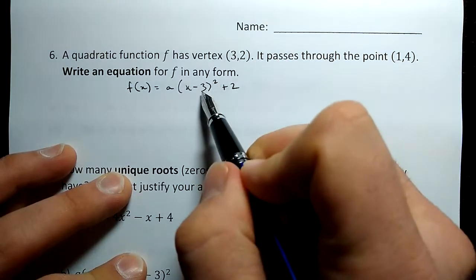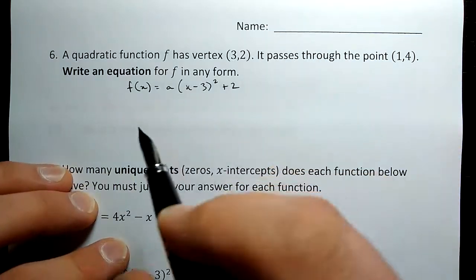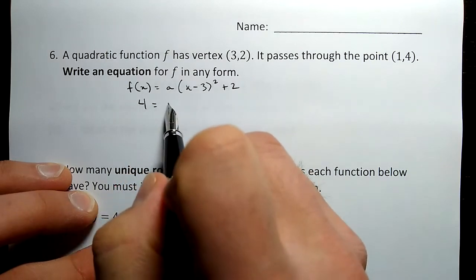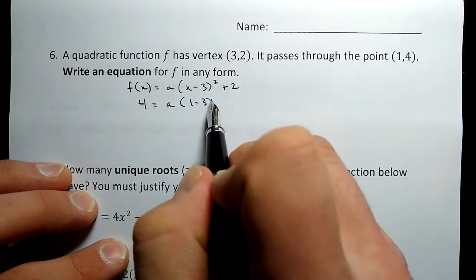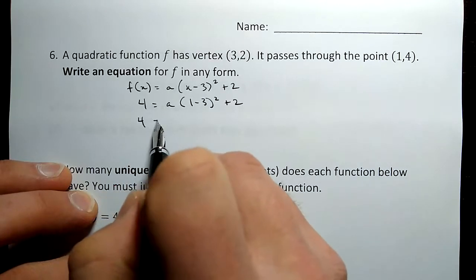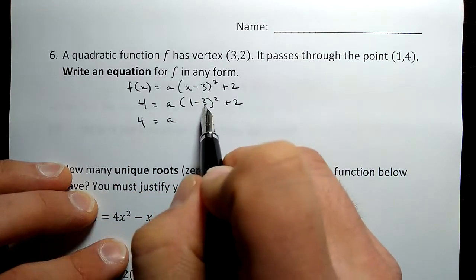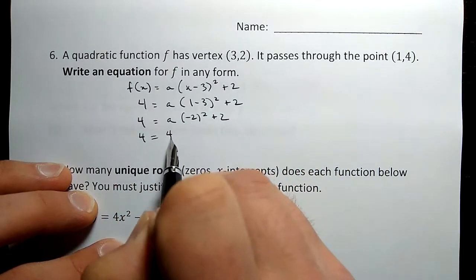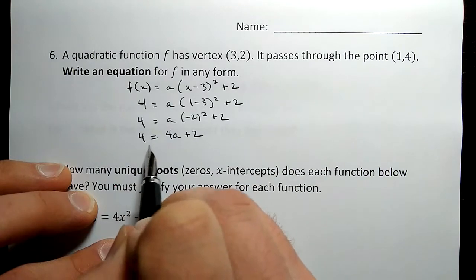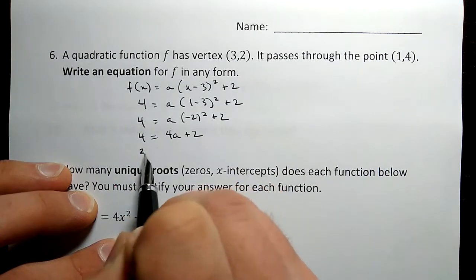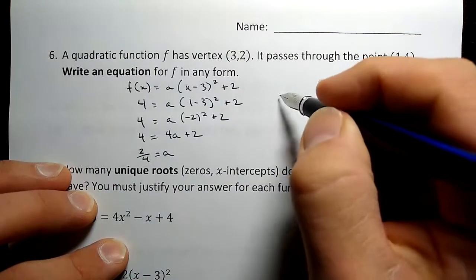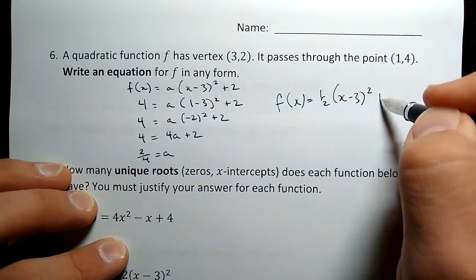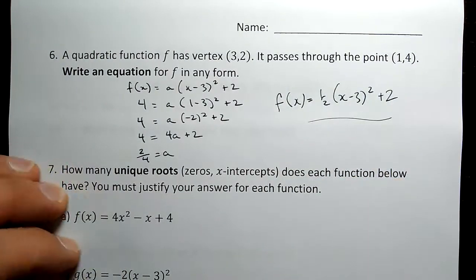So I filled in 3 for the h value, 2 for the k value, and we can use this other point that we know, (1, 4). 4 is the y value, 1 is the x value, and we just have to simplify this and solve for a. So that's going to be negative 2 squared. That's 4, so 4a plus 2. Let's see, 4 minus 2 on this side is 2, divided by 4 is a. A is a half, so I can use this equation. 1/2 (x minus 3) squared plus 2 is our final equation.